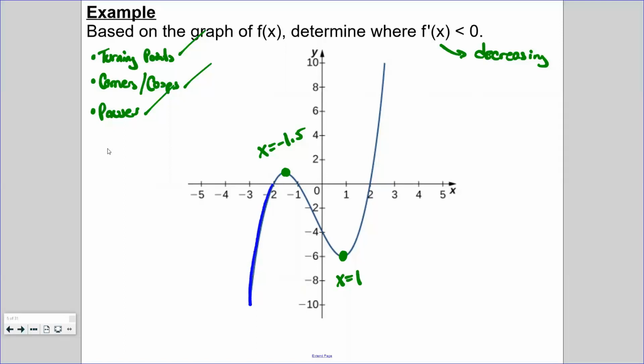I can see in this first part right here, we are increasing. So this is where f prime of x is greater than 0. This in-between piece is where we are decreasing. So here is where f prime of x is less than 0. And then our final piece right here, we're increasing. So f prime of x is greater than 0.